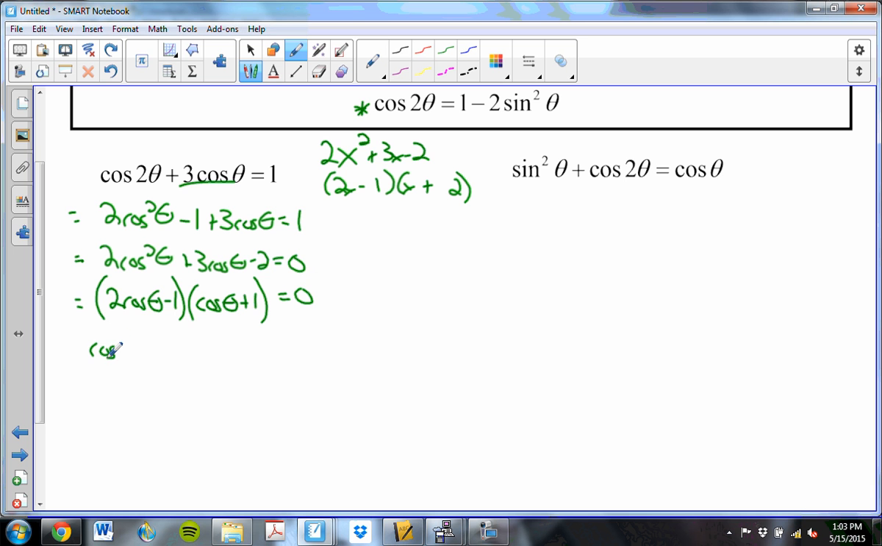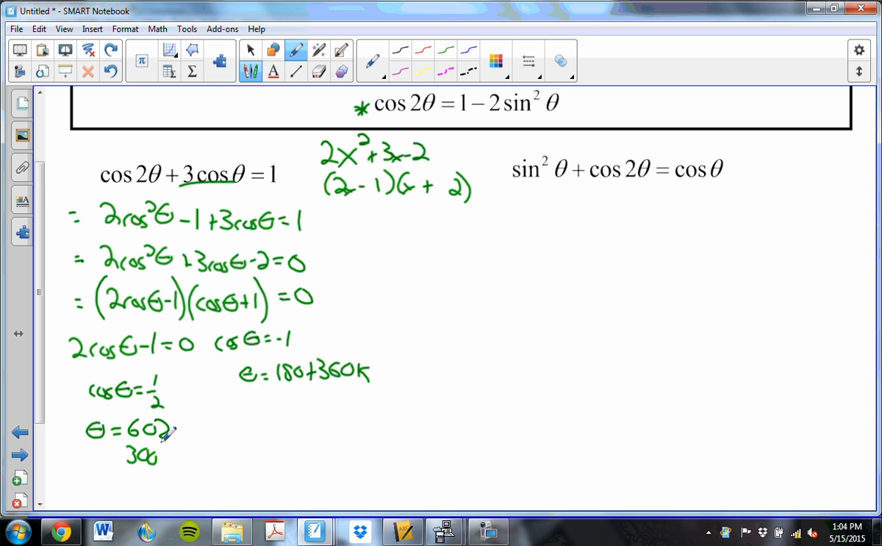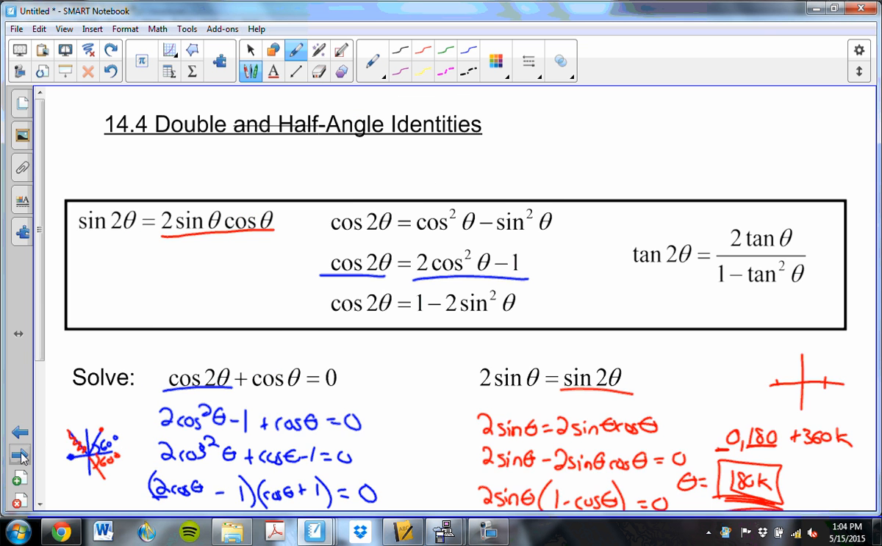So I want 2 cosine theta minus 1 to equal 0. So cosine theta equals a half, and I feel like we just did this. This happens at 60 and 300. And I want cosine to equal -1, which means that theta is going to be 180. And that's also going to be plus 360k. Is that the same problem we just did? I don't think so. No, similar but different. Same idea.